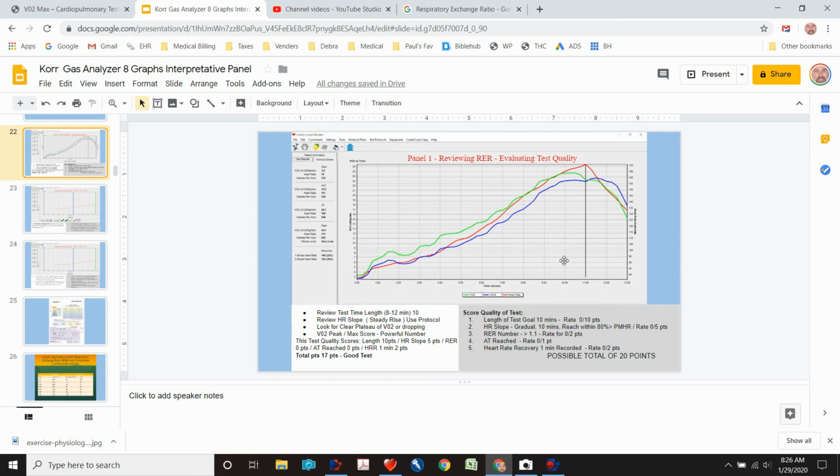Okay, we're going to move on to the next part, which will be looking to see if the anaerobic threshold was reached, and that's 1 point or no points. So let's stop right here.